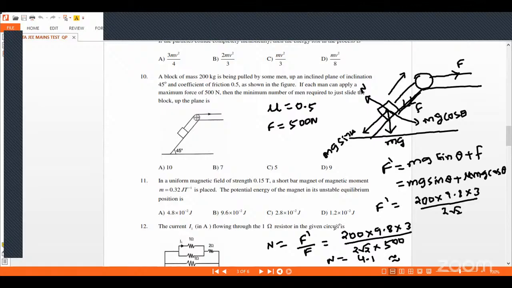upon calculation, we'll get 4.9. Okay, fine. So in the given options, approximately it will be C.